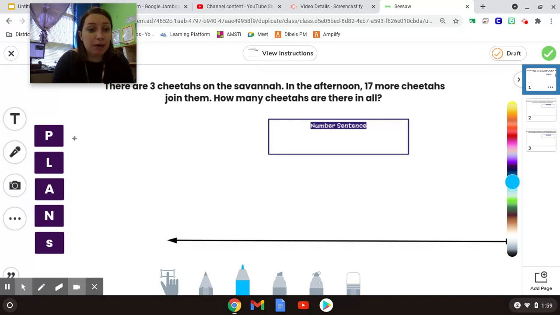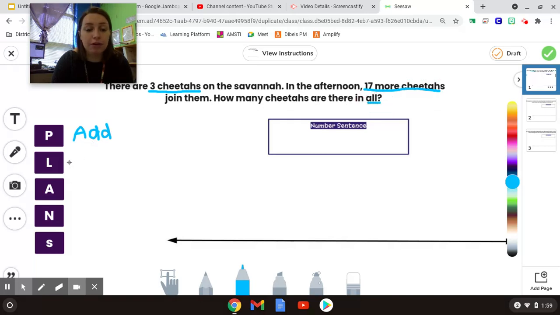This is an addition problem, so I will write adding, okay? The next thing I need to do is label my question. So let me read the question and label it. There are 3 cheetahs on the savannah. In the afternoon, 17 more cheetahs join them. How many cheetahs are there in all?